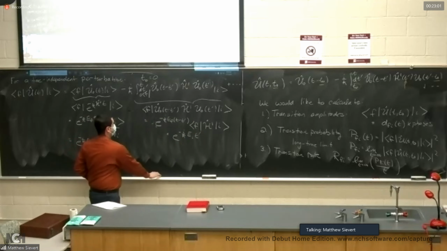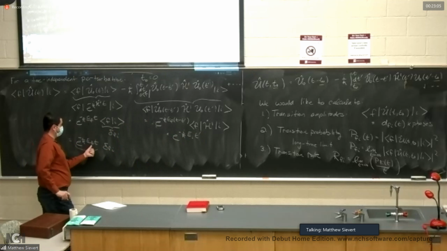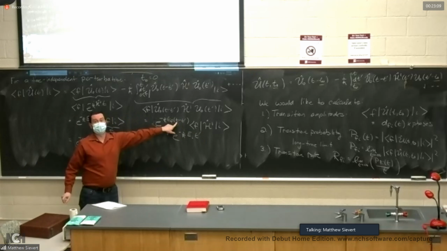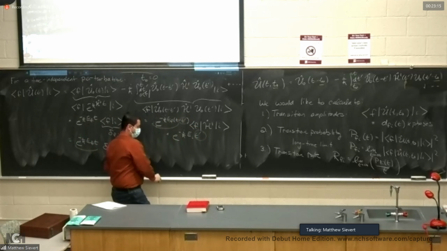So I'm going to clean up the expression. I notice that I have the same phase factor here, E final times time, and here, E final times time. The t prime dependence involves the difference between initial and final energies.